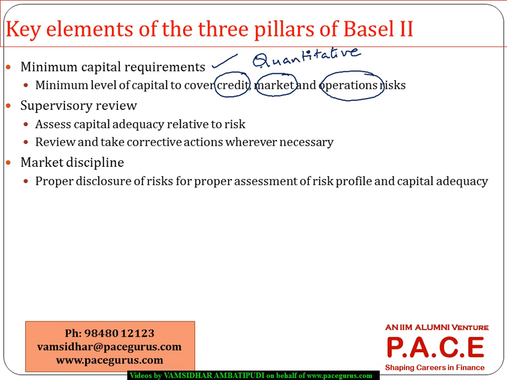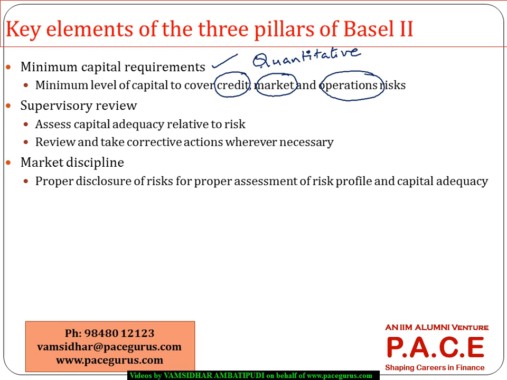We'll see the various mechanisms that are involved in it, various formulas and various processes that are suggested by BASEL for the computation of the minimum capital requirement. So for credit risk, there are various mechanisms. For market risk, there are various mechanisms, and for operations risk, there are various. And finally, the overall economic capital, which is the capital to protect the bank against the unexpected losses. That's the total amount that is required.